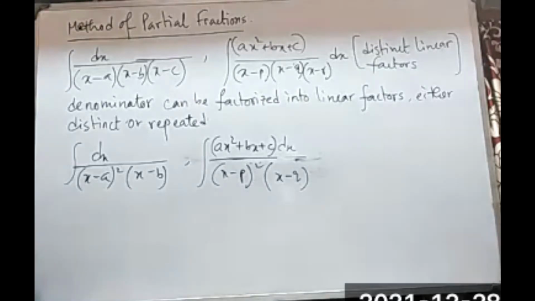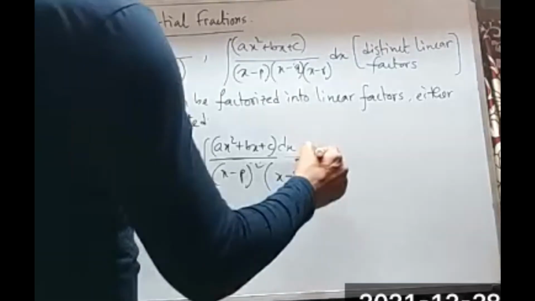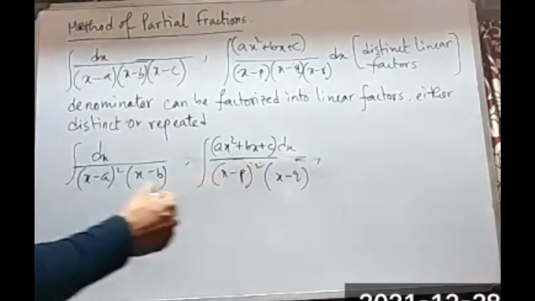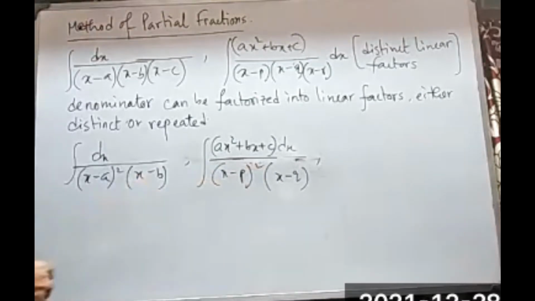So previously we have seen, if you are having this form or this form, means distinct factors, then there is one way, and for the repeated factors we are having some other way. So let us see. This also can be there with another whole square, means two repeated factors can also be there. So one by one you will see.